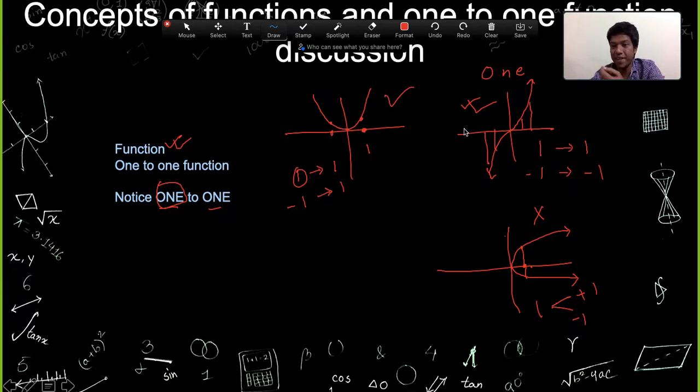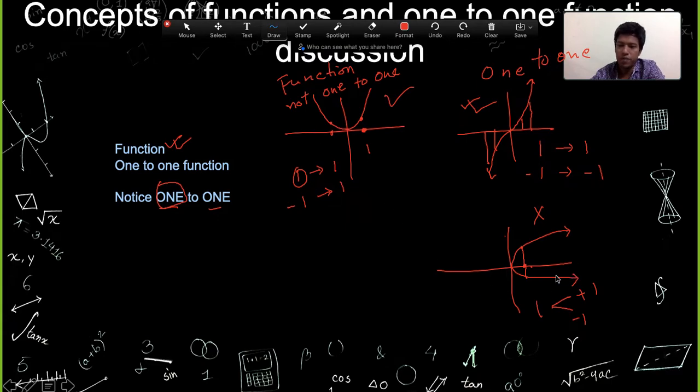So basically what is happening, we are imposing just one more condition on the function. This is a one-to-one function. Of course, this is a function also. This is a function and also a one-to-one function. But this is a function, but not a one-to-one function. Not a one-to-one function, this one. This is a function and a one-to-one function, both.